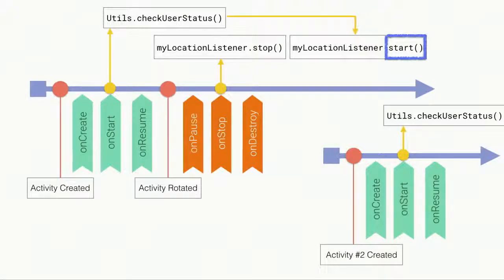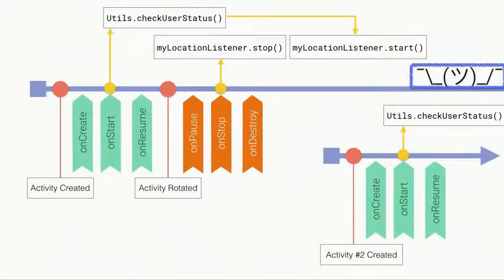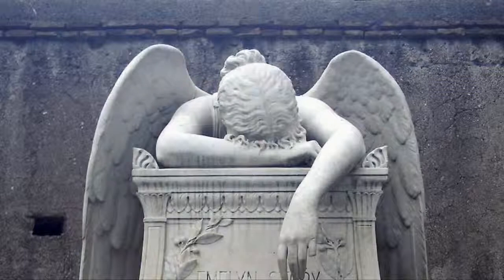We called start after calling onStop, which means our activity will live forever. We are going to observe the location forever. The battery will drain. We will have sad users. This is a situation, right? We want to get rid of this. We want to put an end to this.